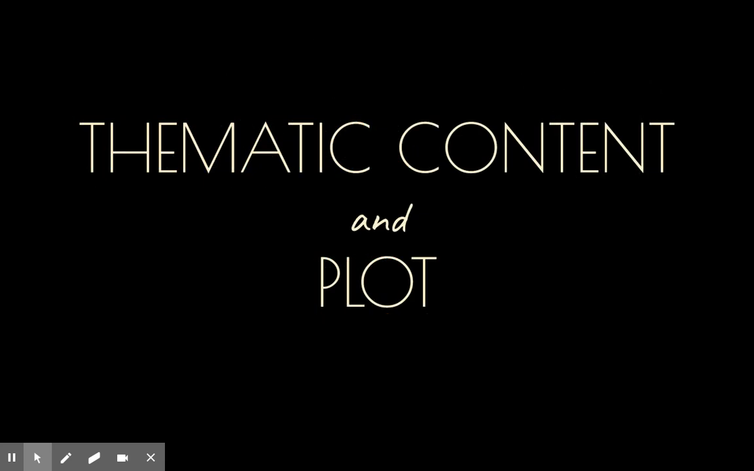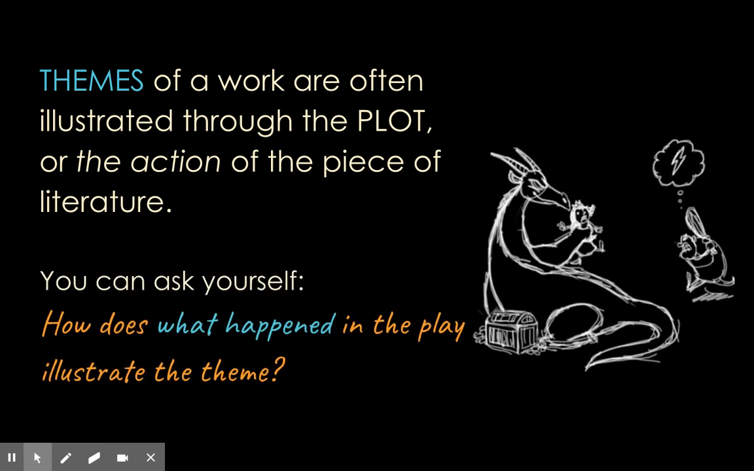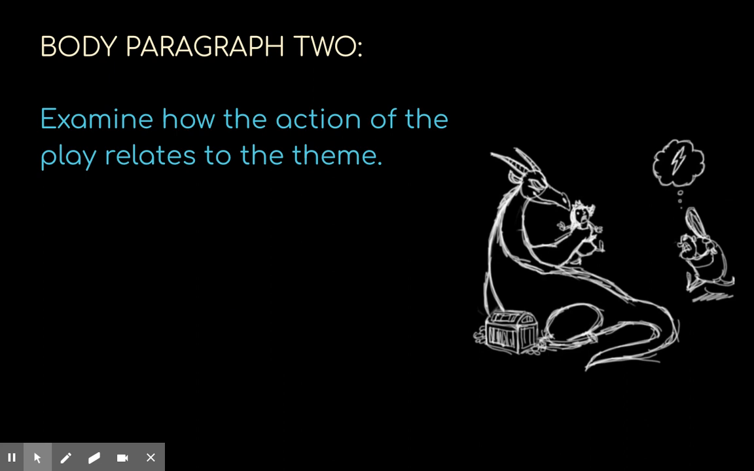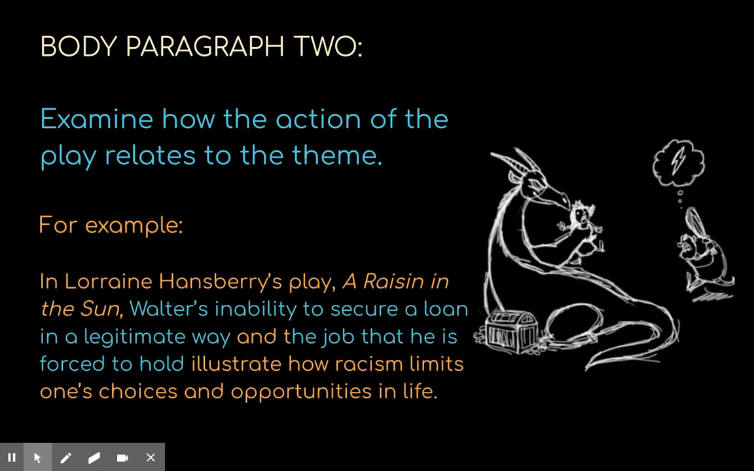The second body paragraph, you're going to look at plot, so the action of the story, the things that are happening in the play. So you can ask yourself, how does what happened in the play illustrate the theme? So for body paragraph 2, you're going to be really looking at two different actions of the play and then using them to talk about that theme.